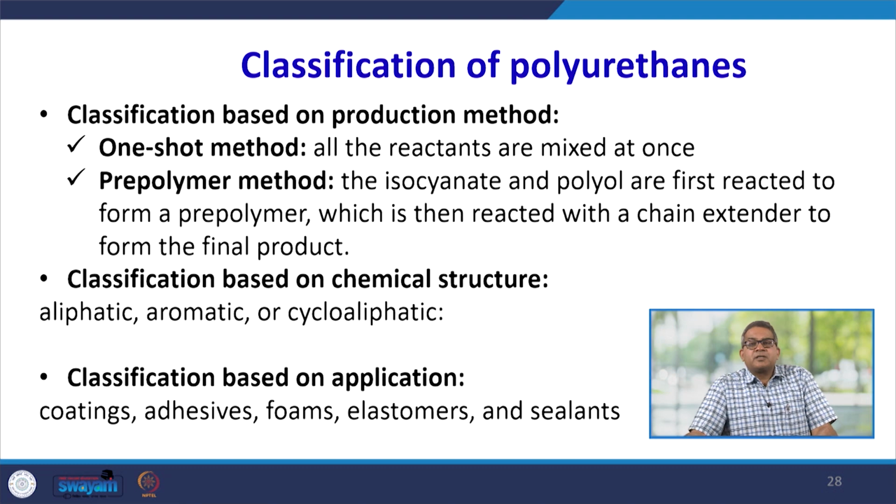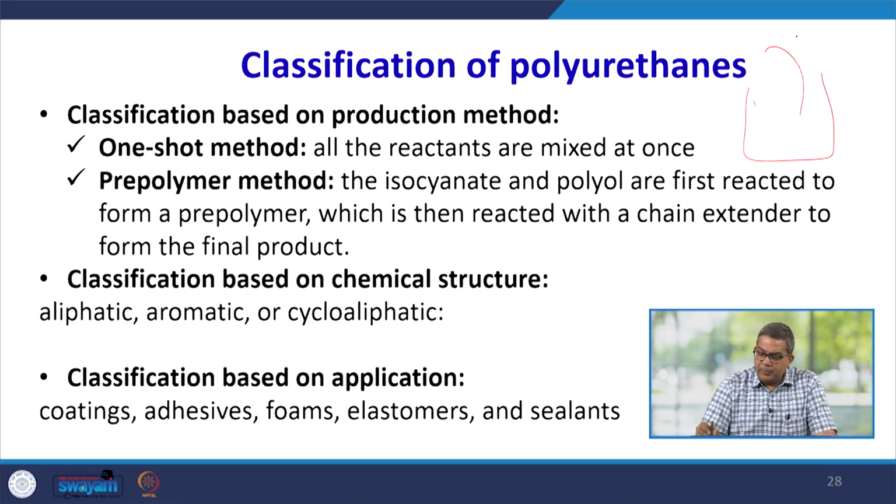Now, since we discussed the isocyanate selection and the different isocyanates, it's time to have a classification of polyurethanes. Usually, the classification is based on the production method. One is the one-shot method, where all the reactants are mixed at once. Then the pre-polymer method, where the isocyanate and polyol are first reacted to form a pre-polymer, which is then reacted with the chain extender to form the final product.